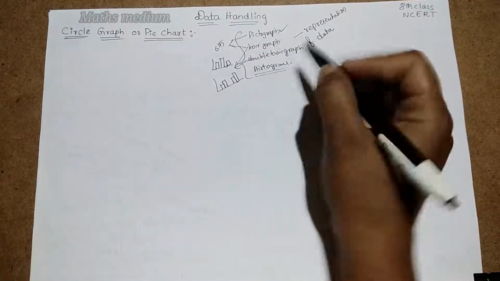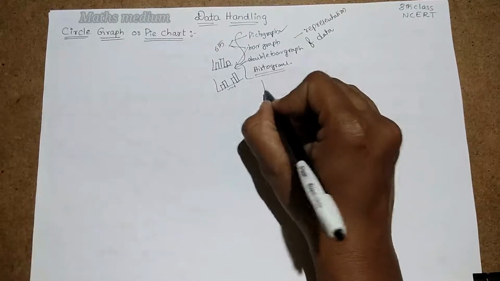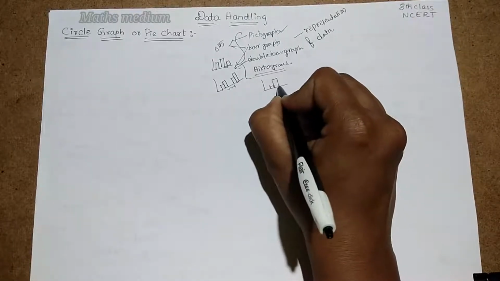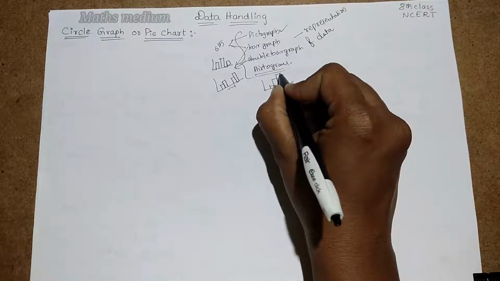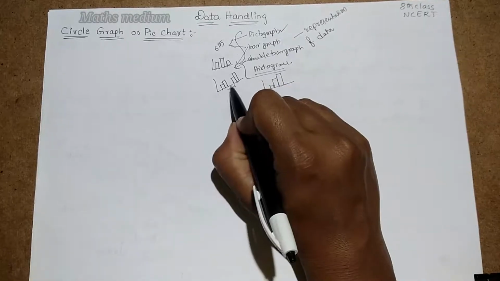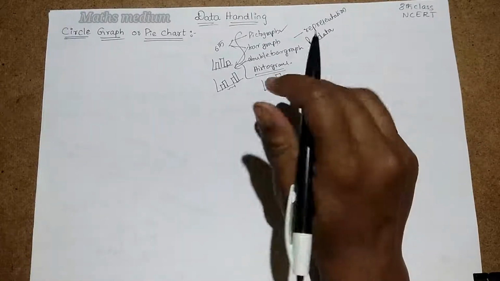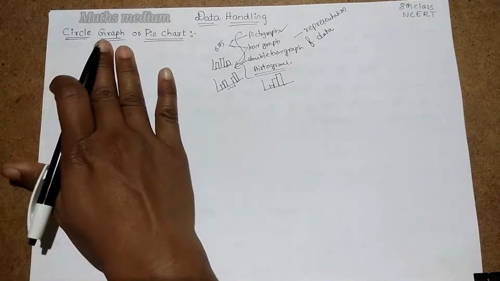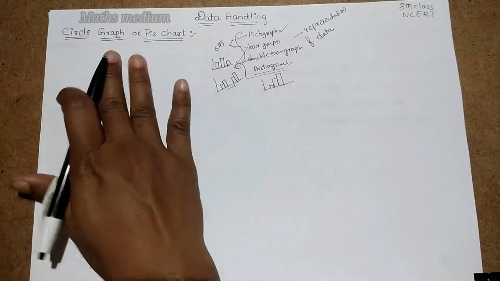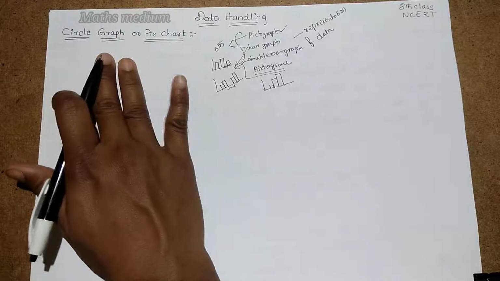Coming to the histogram, there is no gap between the bars. It is similar to the bar graph but not the bar graph, because we are not giving equal width between the bars. So this is the histogram. Now coming to the circle graph. This is apart from these, but it is also a representation of data through a circle.